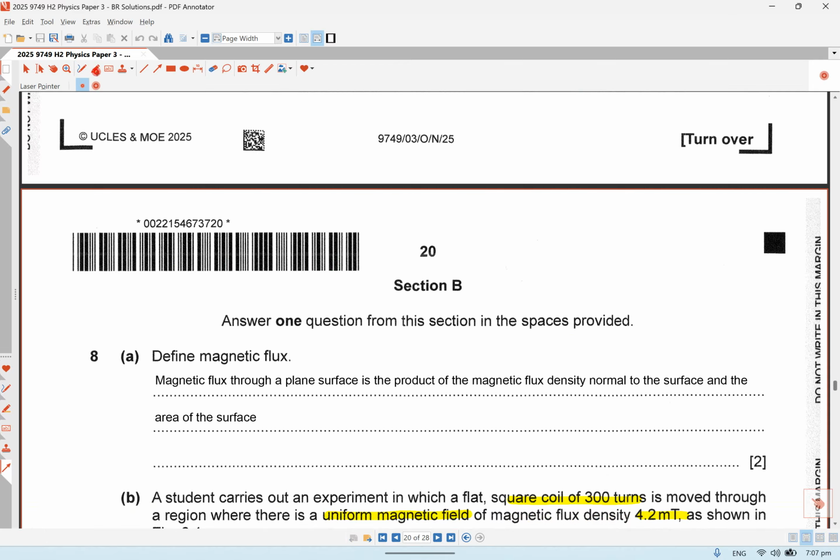So they are first asking you to define magnetic flux. So you know this equation. Flux is given as BA times cosine theta, where angle theta is the angle between the normal and the magnetic field. So by definition, we say that it's the product of the flux density, which is B, and the area of the surface, which is A. Okay, so this is how you define.